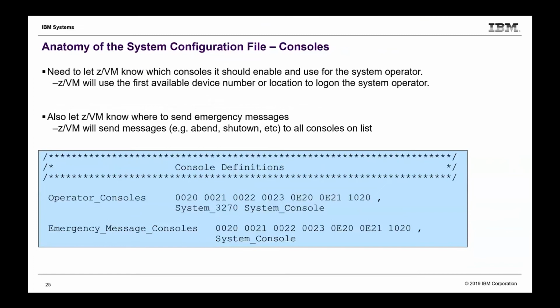So consoles, how is VM going to communicate with the outside world, right? So there's 2 different console definition statements that we would put in our system config file. Operator consoles, we'll give a list here of these that VM will use, and it's going to pick up the first one to use as my system operator. So we'll see that in the exercise where we want the operator console to start up and become involved. And then there's also certain emergency messages in terms of admin and shutdown and so forth. It's going to be set as well in here with the emergency message consoles statement. And so messages in that case will go out.